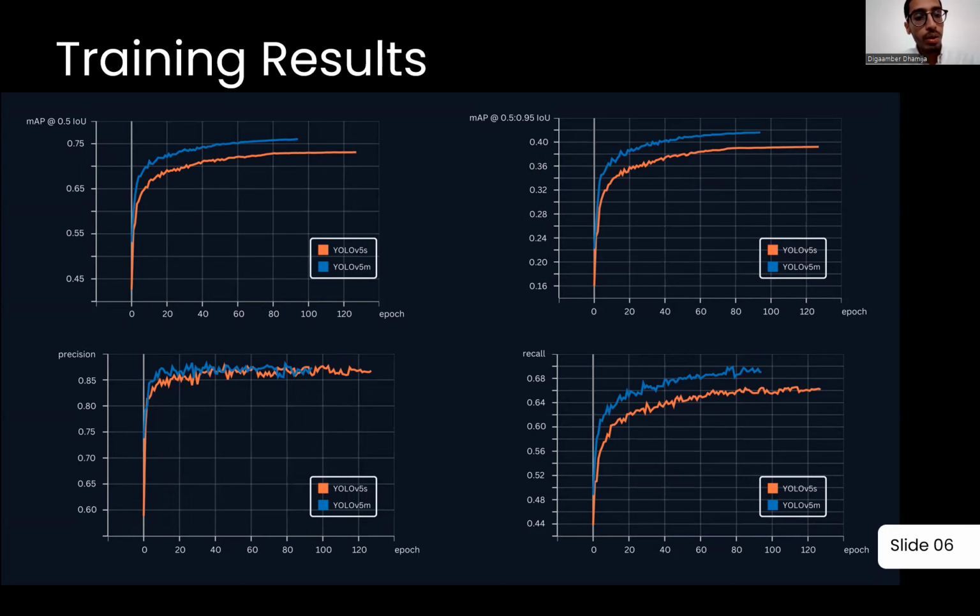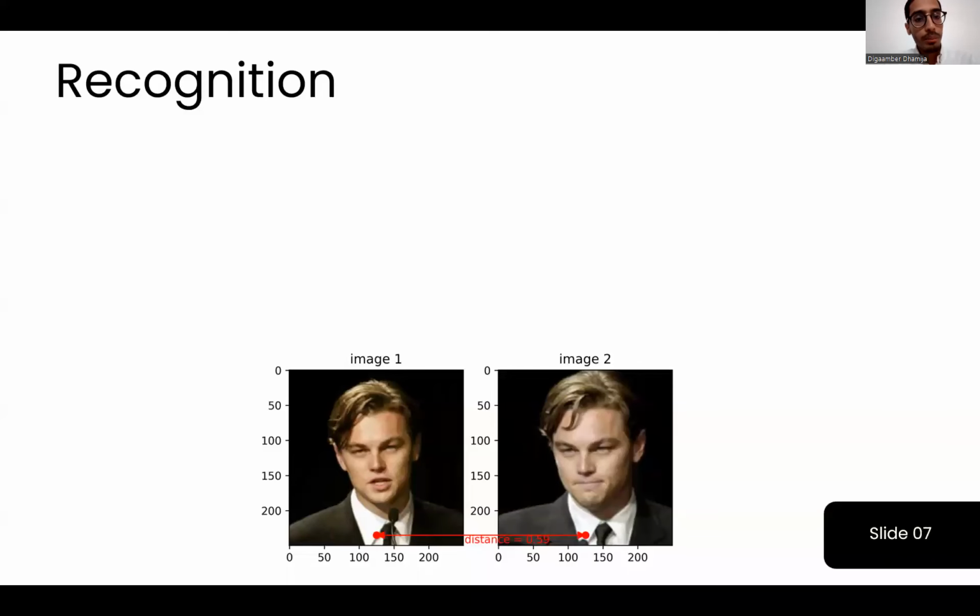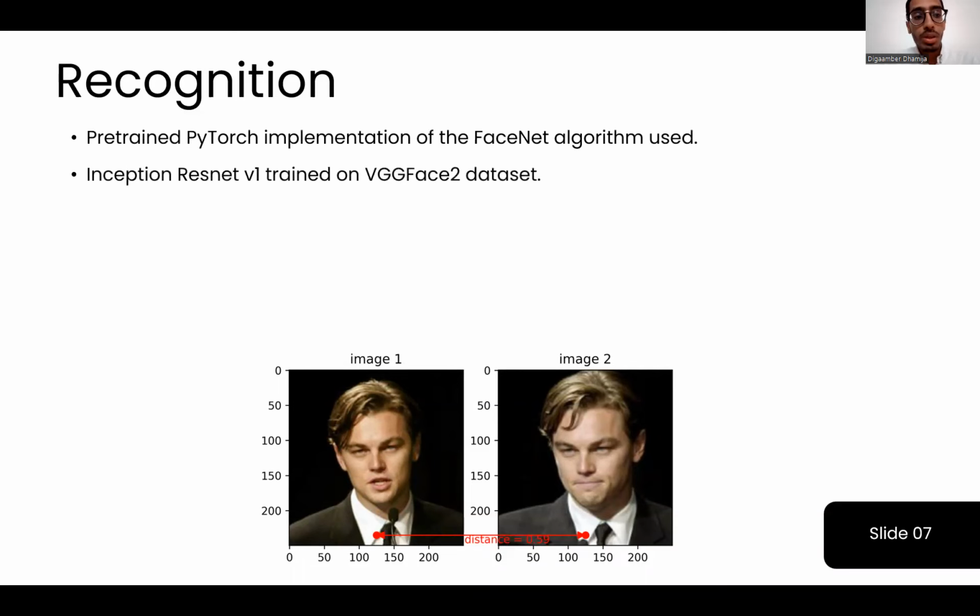So now to move over to the recognition stage. In this stage, a pre-trained PyTorch implementation of the FaceNet algorithm was used. This implementation uses the Inception ResNet V1 model trained on the VGGFace2 dataset. The fundamental approach to the recognition task is to extract an embedding for a face image.